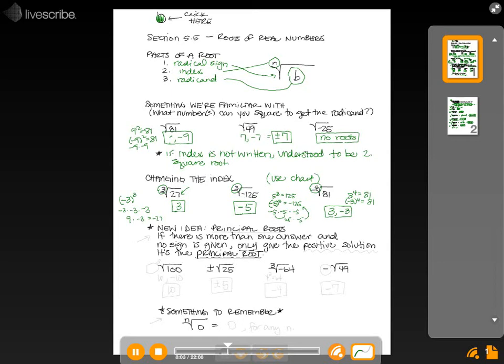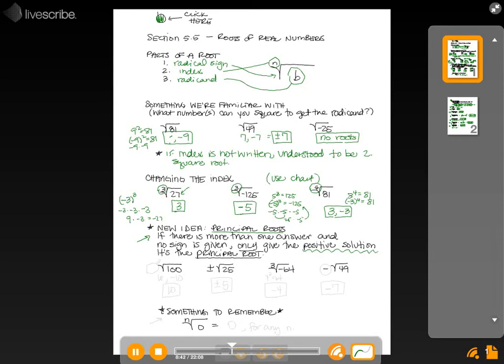Now there's a new idea here, and it's on principal roots. If there's more than one answer, so if we have an even index and we get two answers, and there's no sign given out front, no plus sign, no negative sign, no positive or negative, you only give the positive solution. I only want one, and that's called the principal root. It stands for the positive and the negative. But again, that's only if there's more than one answer and there's no sign given out front.